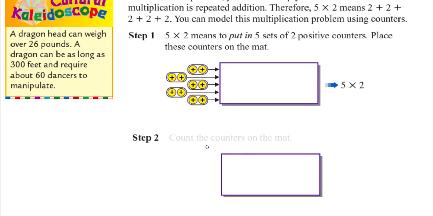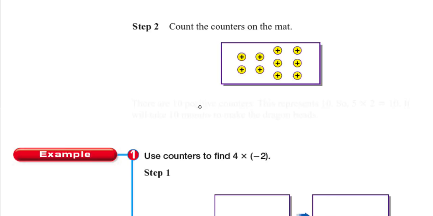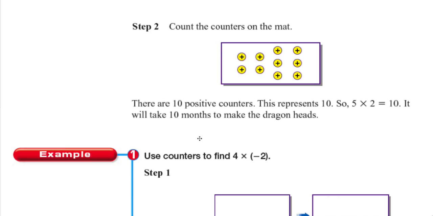Step number 2, simply count the counters on the mat. After putting 5 sets of 2, you simply count that there are 10 positive counters. So 5 times 2 is 10. It will take 10 months to make the dragon heads.